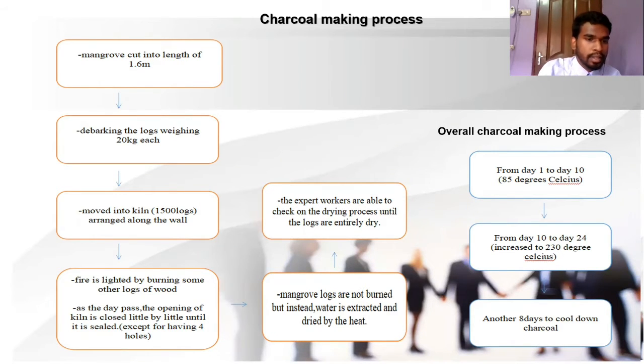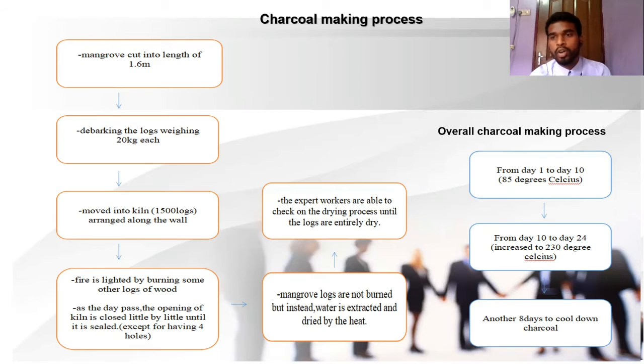And then a fire is lighted by burning some other logs of wood. As the days pass, the opening of the kiln is closed little by little until it is sealed. But it is not completely sealed because we need to allow the oxygen to pass through. So there will be around 4 small holes to allow the oxygen to pass through inside the kiln. We might think that the mangrove logs will be burnt, but actually they are not burnt. It is just like extracting the water from the logs with the hot temperature in the surrounding. And then the expert workers check on the drying process until the logs are entirely dry. This is the process of making charcoal.